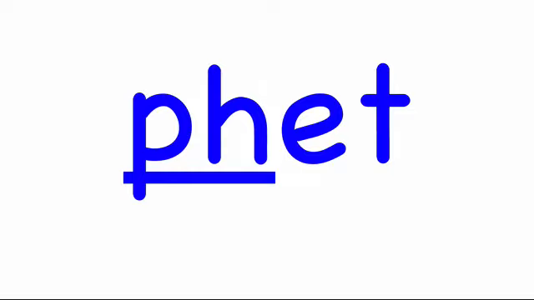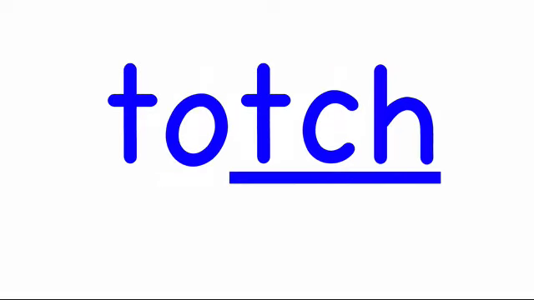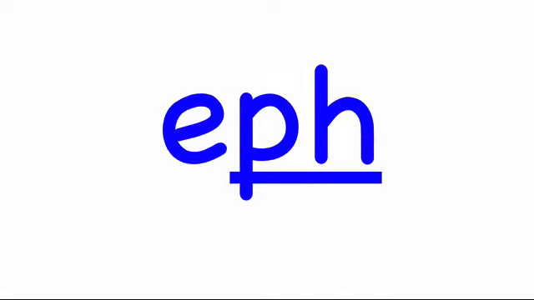The next word, fet, fet, f, e, t, fet. Thiff, thiff, th, i, f, thiff. Touch, touch, t, ch, touch. F, f, e, f, f. Row 6, wog, wog, wa, g, wog.